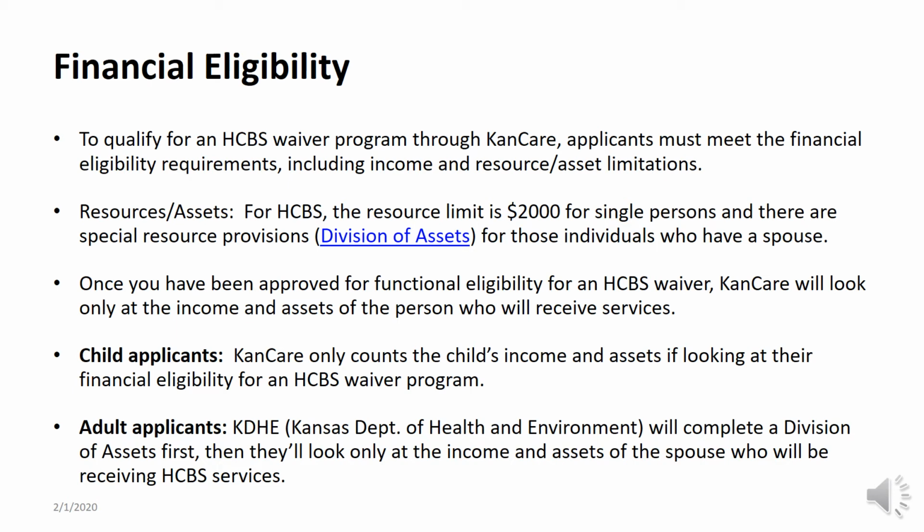So let me break this down into 2 examples. For child applicants, KanCare only counts the child's income and assets when looking at their financial eligibility for an HCBS waiver program. If you were looking at that child for the CHIP program or the regular Medicaid program, they're going to look at the income of the child and their parents. But for an HCBS program, they're only going to look at the child's income. For adult applicants for HCBS, KDHE, the Kansas Department of Health and Environment, will complete a division of assets first. Then they'll look only at the income and assets of the spouse who will be receiving HCBS services. And that spouse is going to have to meet those income, resource, and asset limitations.